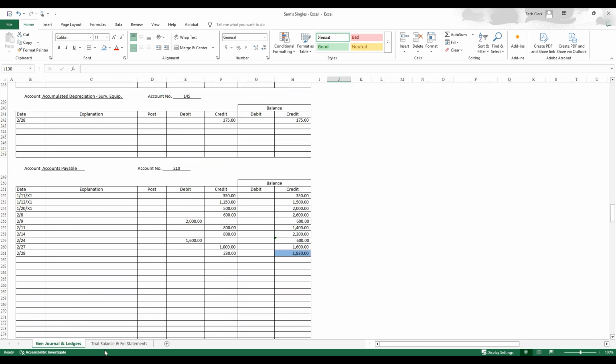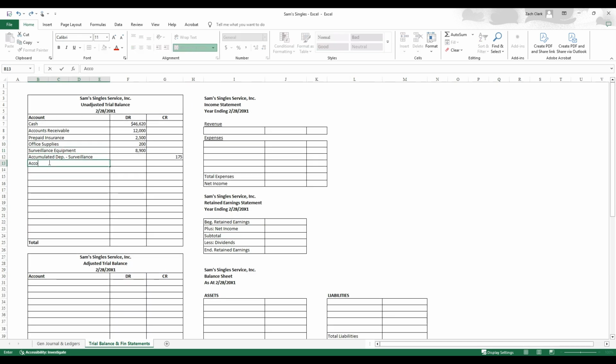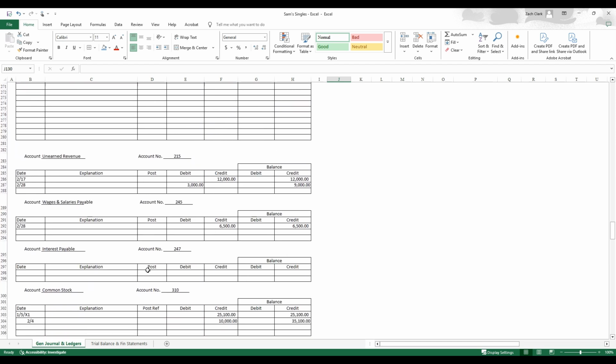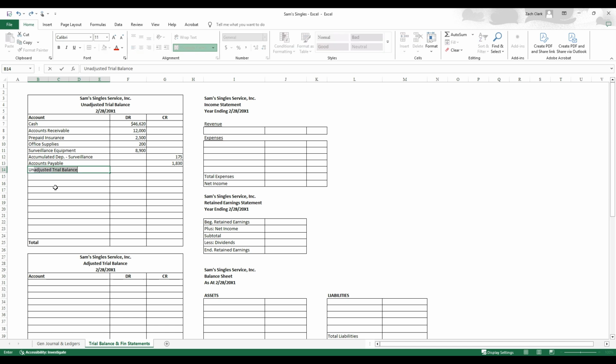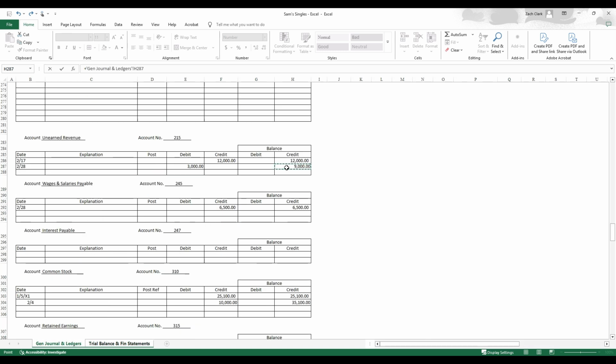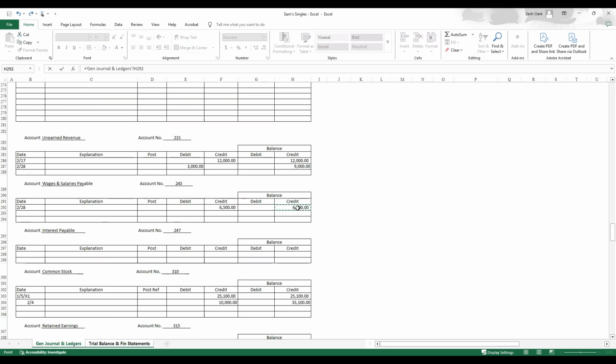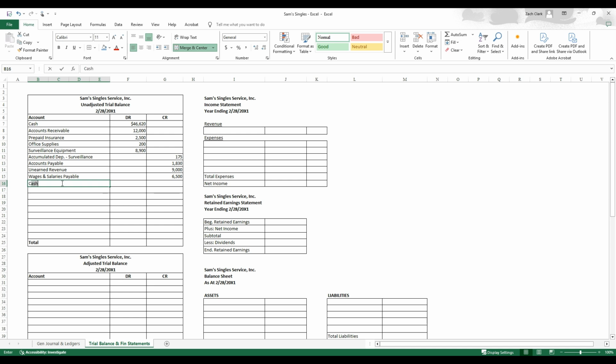All right, now we're on to the liabilities. So we have accounts payable, $1,830 ending total. Unearned revenue of 9,000. Wages and salaries payable, I think that was 6,500. Okay. Now we're on to our equity accounts.